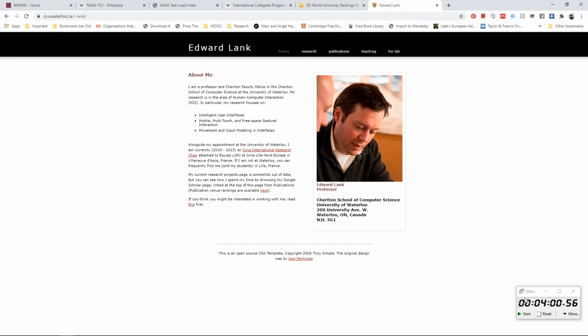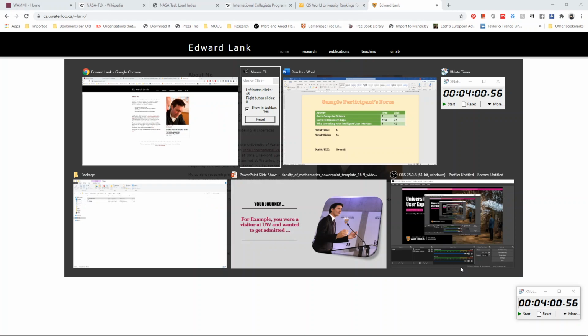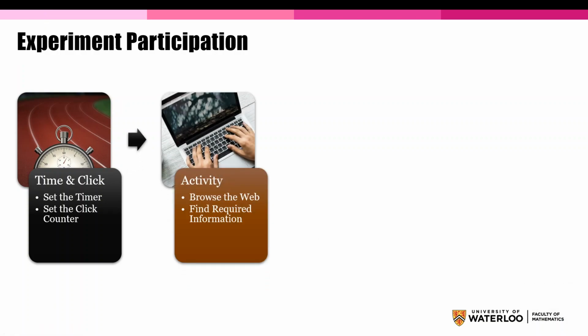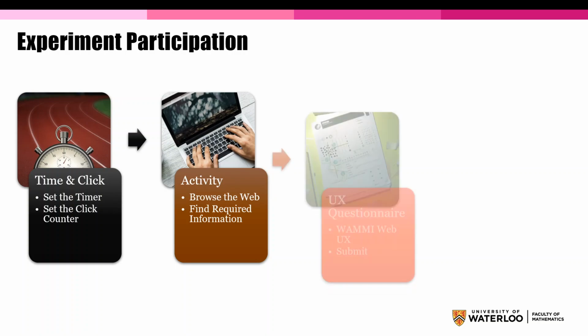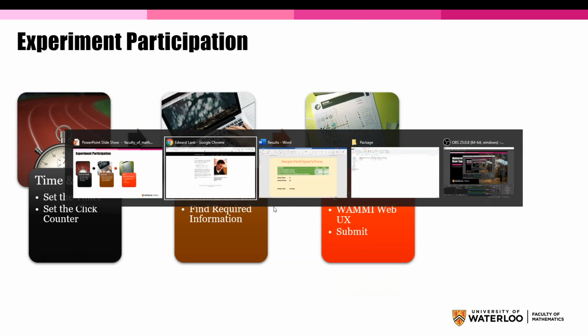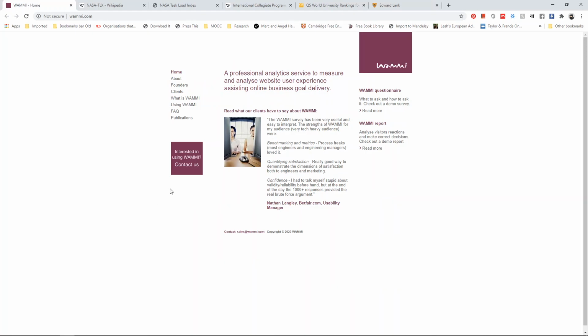You see, we can now go through the activity again. What do we have to do? Okay. So we have reset the time and the number of clicks. Then we have finished the activity and we have found the required information. Then there will be a questionnaire which will be coming from WAMI. So to show you the website, this is the WAMI website. It is from Ireland.